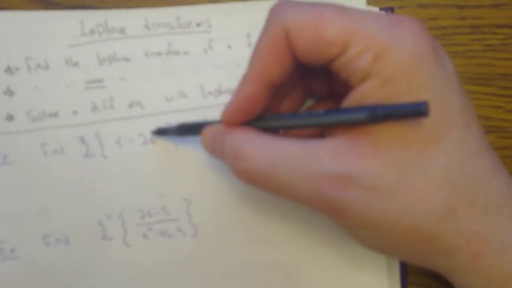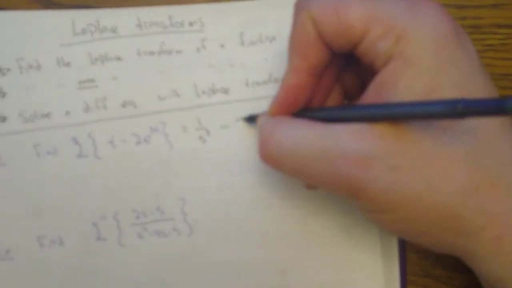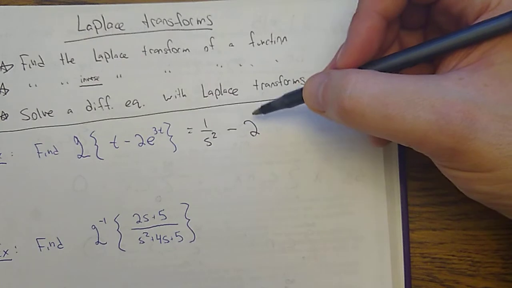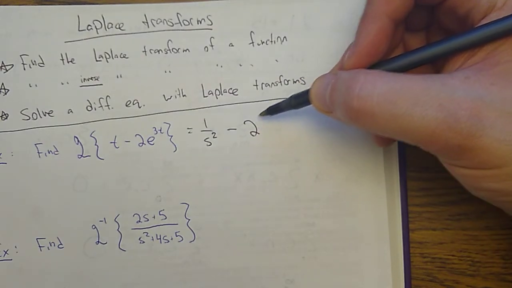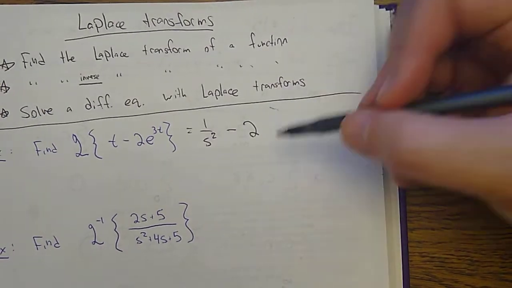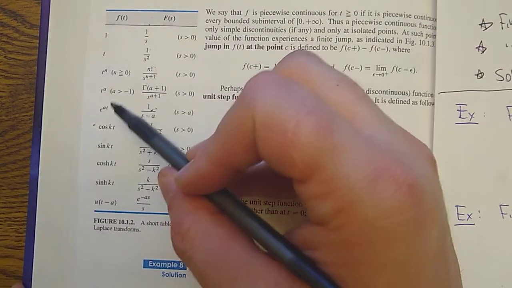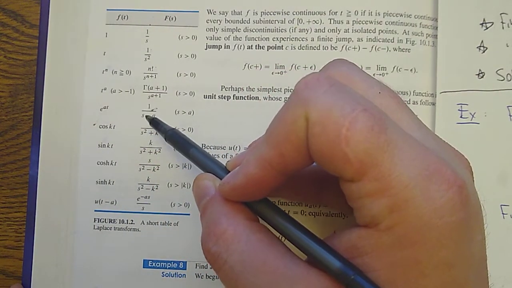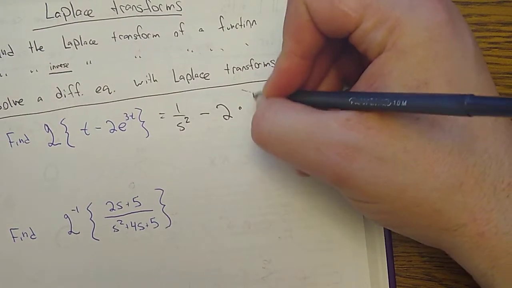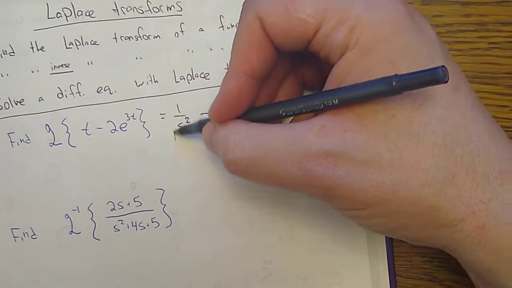And then I've got minus 2 times e to the 3t. So first of all, this minus 2 is just going to carry right over. So now I just have to write whatever the Laplace transform of e to the 3t is, we'll just go here. But the 2 carries right over, and the minus sign carries over. Now, e to the 3t should be 1 over s minus 3. And that's it. That's all there is to that one.